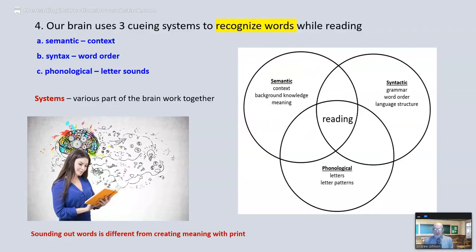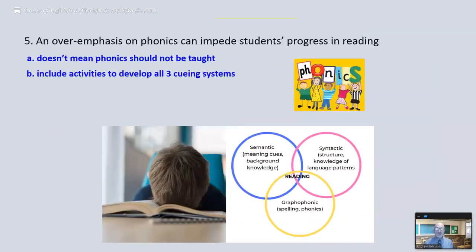Our brain uses 3 cueing systems to recognize words. You see the word and you know what it is automatically. And these systems work automatically. Yes, we use letters and letter patterns to recognize words, but we also use semantics or context, and syntax, grammar or word order, language structure. All these work together to enable us to recognize words quickly and effortlessly during the act of creating meaning with print, which is reading.